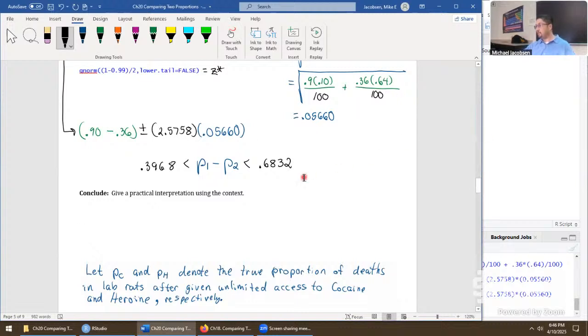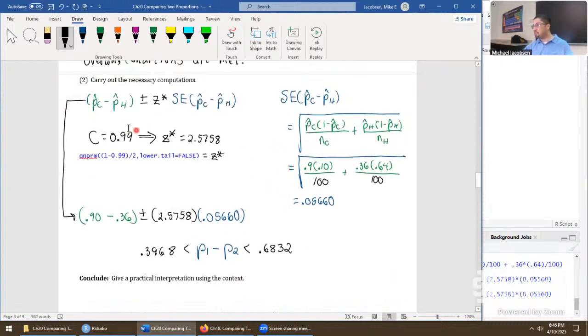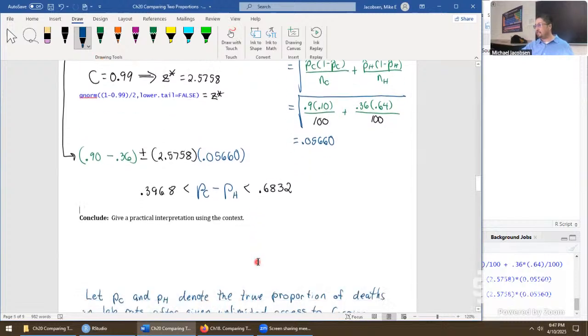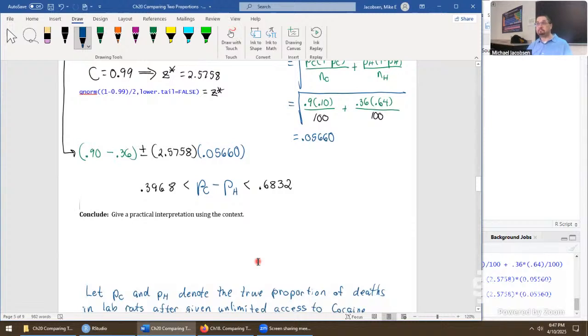Yeah. Oh, thanks for mentioning that. Yeah, forgot about our relationship between the two variables. P1 is really PC. Thanks for spotting that. True proportion for the death rate in the cocaine group. Kind of confusingly, when you say death rate, the rate already is referring to a proportion, so it feels redundant, kind of interesting wording. And then pH. Other questions so far?